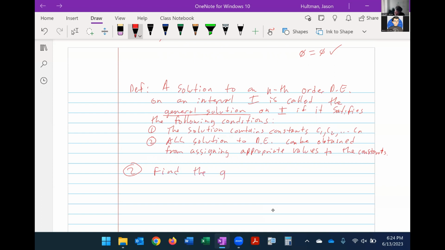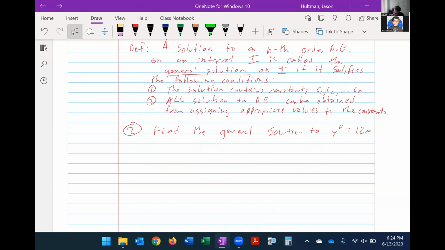Find the general solution to y double prime is equal to 12x. Very simple linear differential equation. Okay, so we have y double prime is equal to 12x.